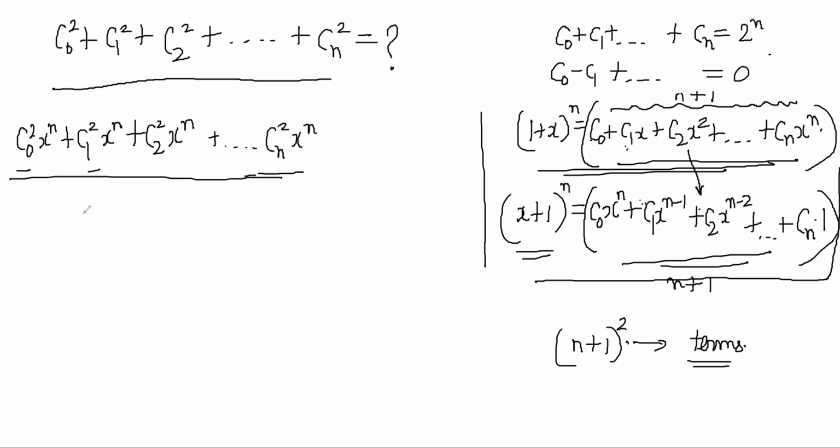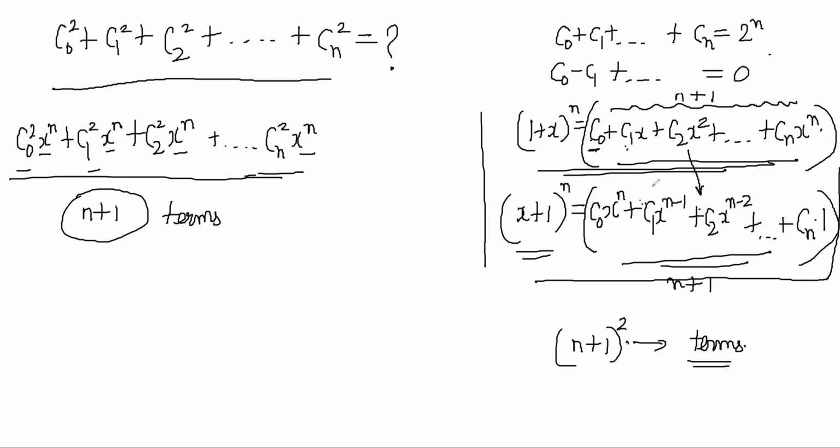This is n plus 1 terms out of those (n plus 1) squared terms, which have the coefficient x power n. Now think about it. Is it possible to get any other x power n? Can you multiply C0 with something else and get x power n? No, only this, right?